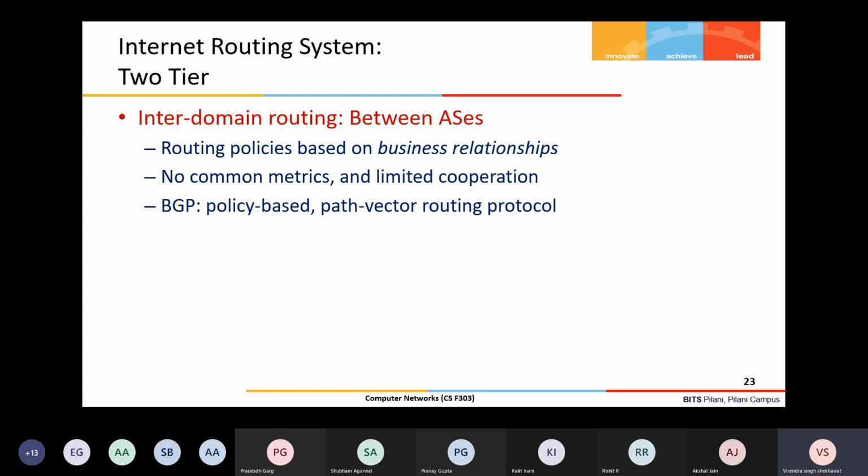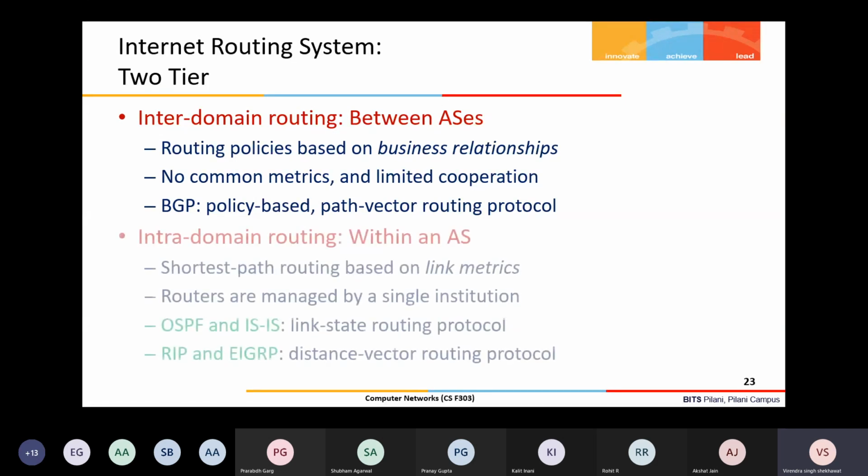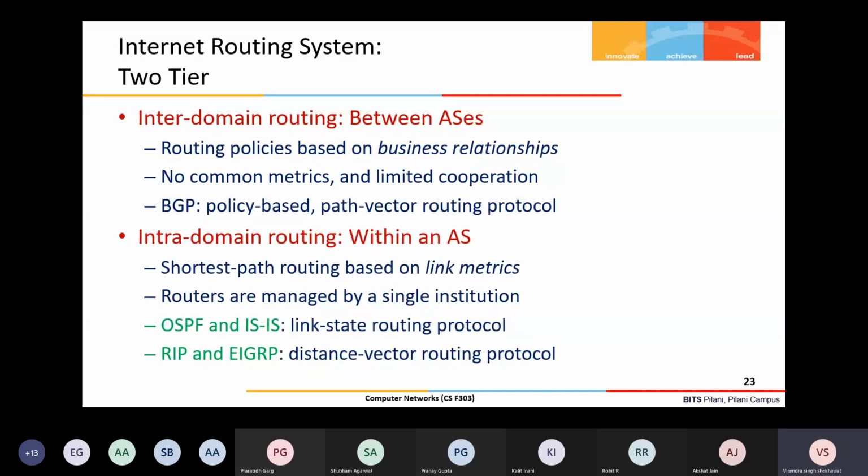Then we need a path from one autonomous system to another, and these two autonomous systems may be directly connected, or there may be some in-between autonomous systems as well. So that's why there is a need for inter-domain routing, which is routing between the autonomous systems. Inter-domain routing, intra-domain routing we have already discussed, right?